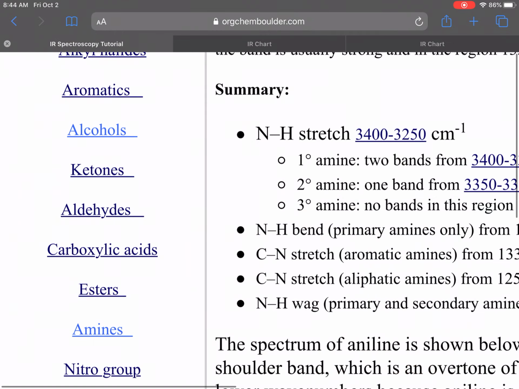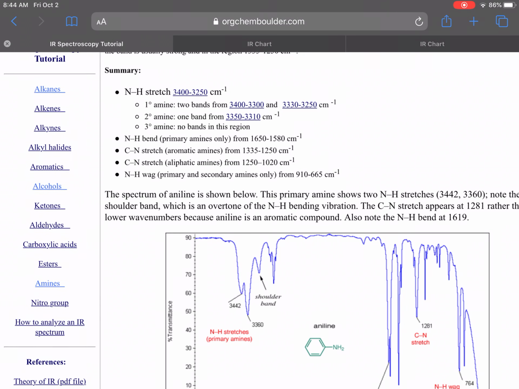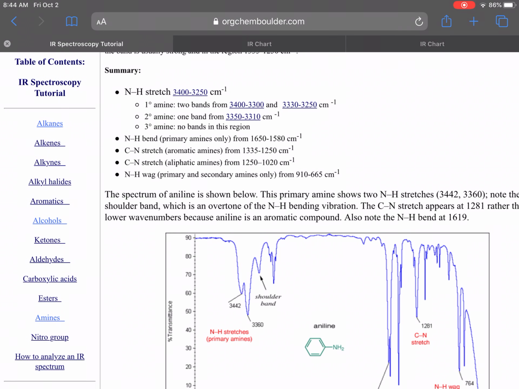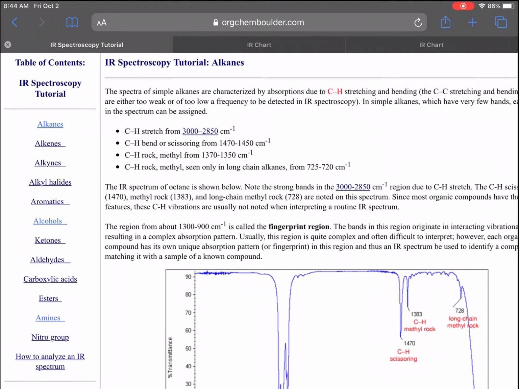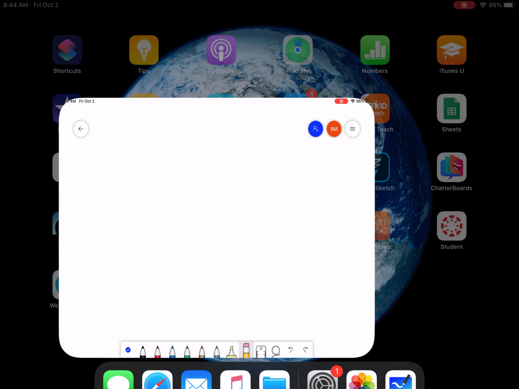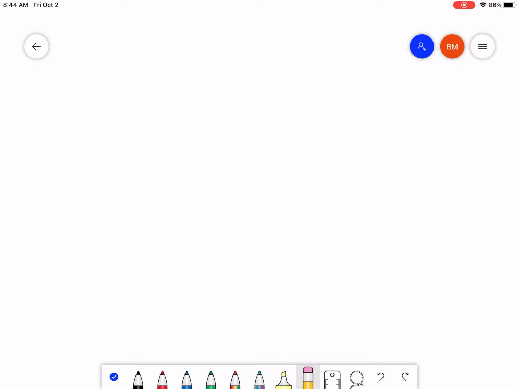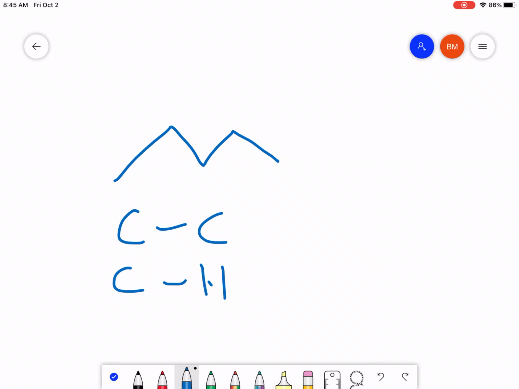All right? So, let me go back to this tutorial. All right, and I'm going to start at the very beginning with alkanes. All right, so alkanes, they're kind of boring, right? They have nothing in them but two different types of bonds. They have CC single bonds and CH single bonds.